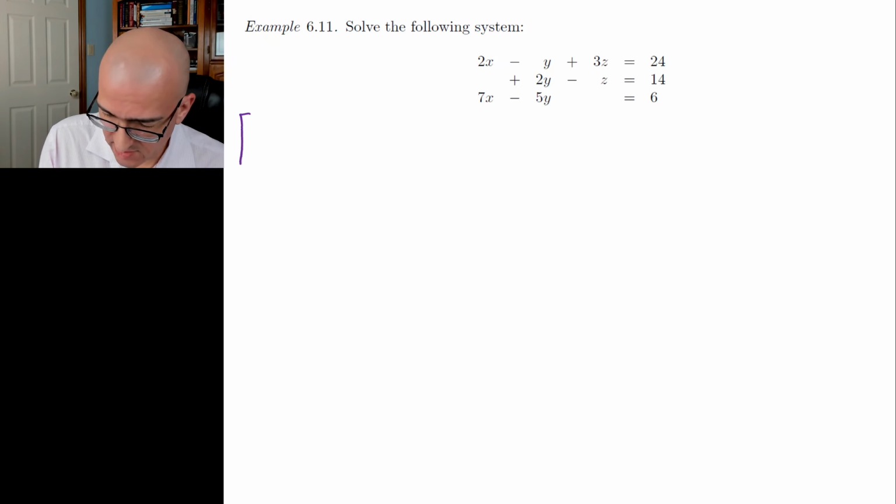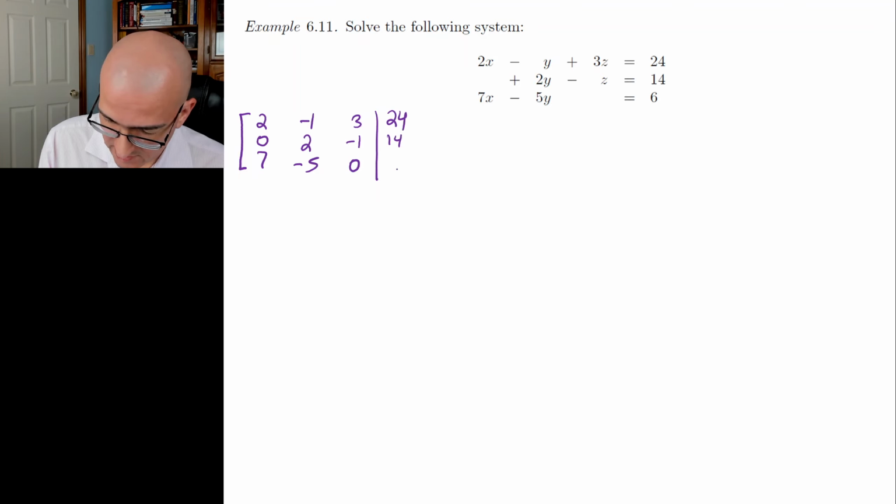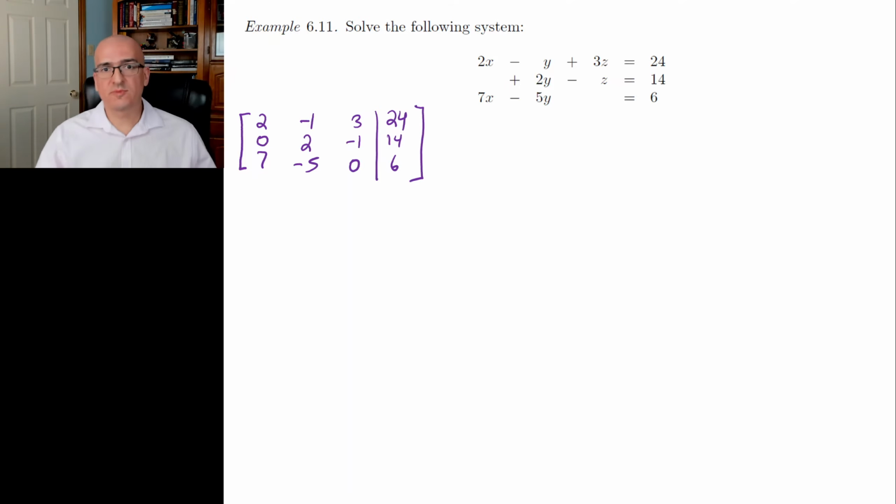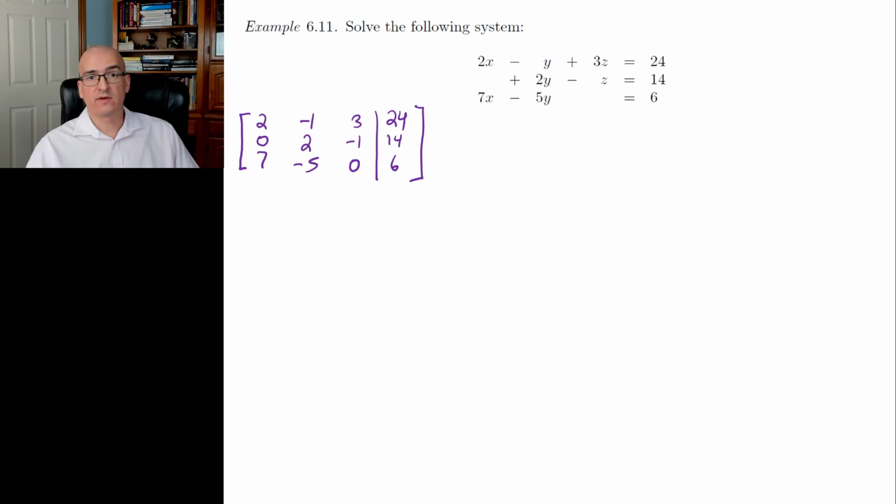So first step, put the numbers in the matrix. 2, 0, 7, negative 1, 2, negative 5, 3, minus 1, 0, 24, 14, 6. The orthodox approach that we're supposed to follow is we are supposed to create a leading one right away, somewhere, top left, so divide row 1 by 2, or bottom divide row 3 by 7, and then swap a row.